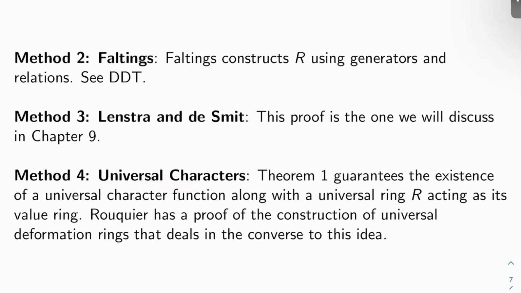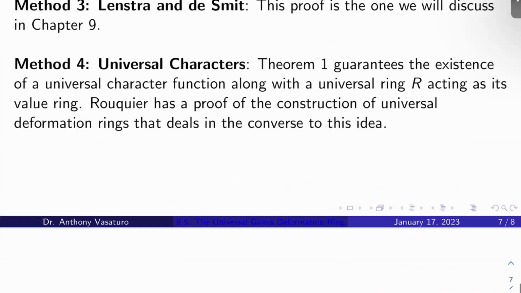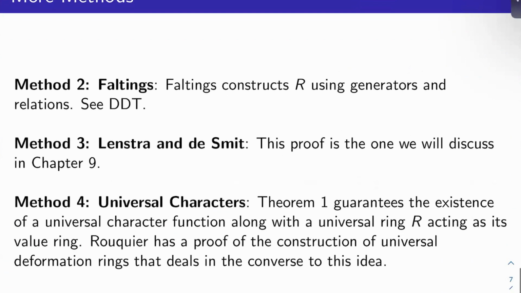So Theorem 1 guarantees the existence of a universal character function along with the universal ring R acting as its value ring. And so then there's a proof of the construction of the universal deformation ring that deals in the converse to this idea, which again, we won't do much with, but I just want you to be aware that it exists. Okay, so starting next video, we'll begin looking a little more deeply into this concept.